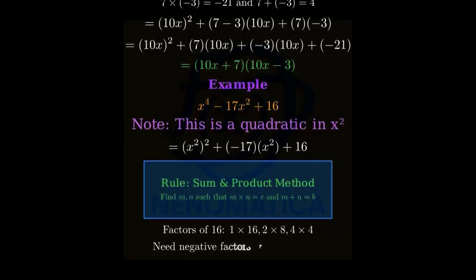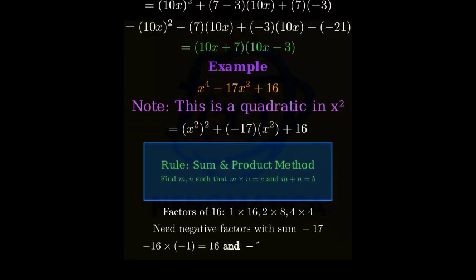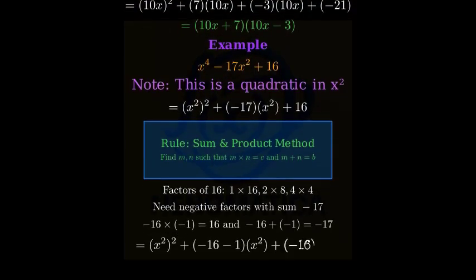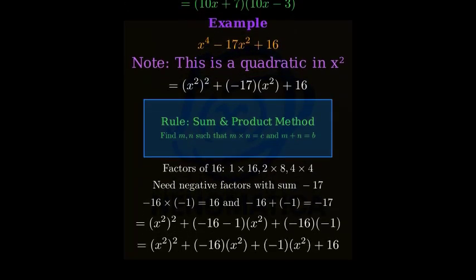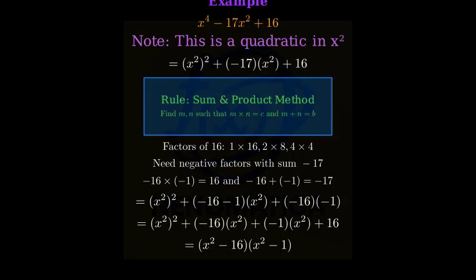The factors negative 16 and negative 1 multiply to give 16 and add up to negative 17. So we can rewrite our expression as x squared to the power of 2 plus negative 16 minus 1 times x squared plus negative 16 times negative 1. This simplifies to x to the fourth minus 16x squared minus x squared plus 16. Now we can factor this as x squared minus 16 times x squared minus 1.